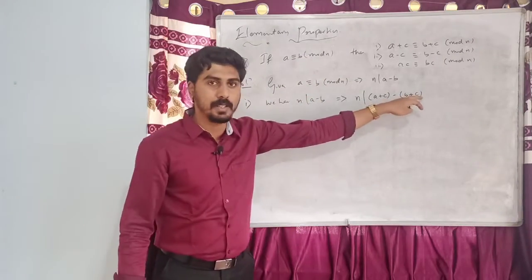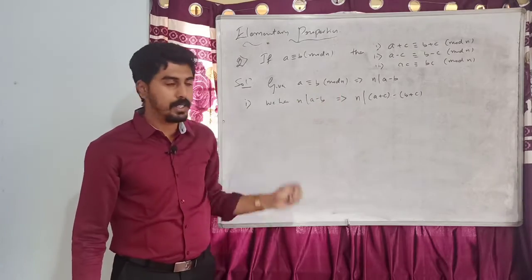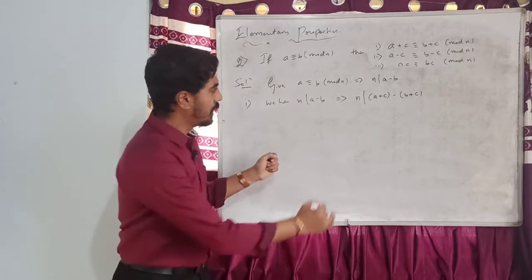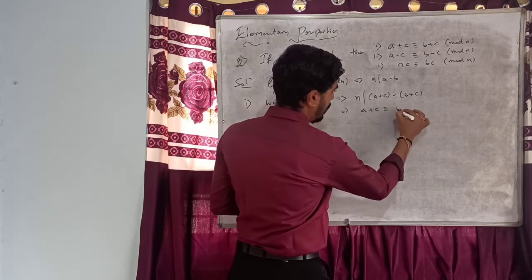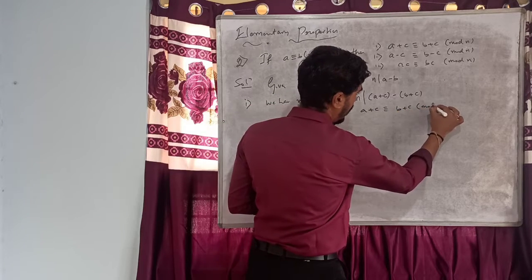Here C gets cancelled, so these two are identical, proving that A plus C is congruent to B plus C modulo n.